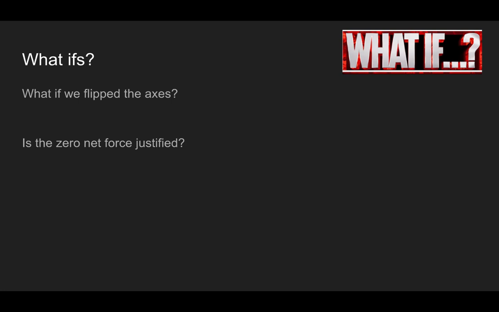Is the zero net force justified? Considering the friction we saw in the tracker data, a zero net force is not justified as this does not account for real-life situations. But it is good for getting an estimate of what could happen if we weren't able to run a simulation.